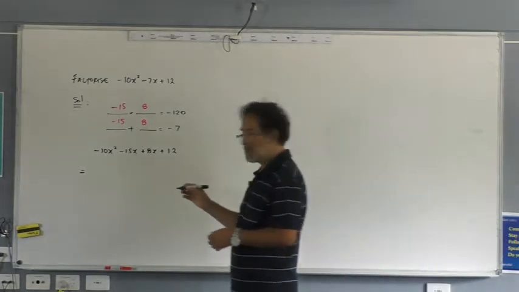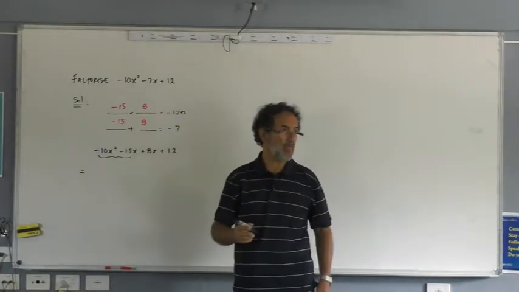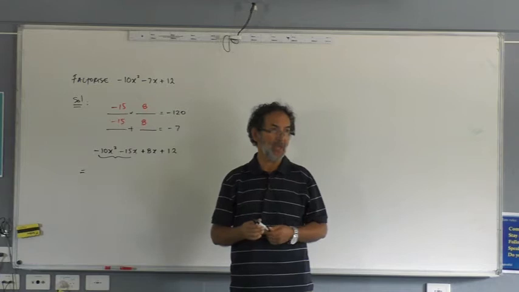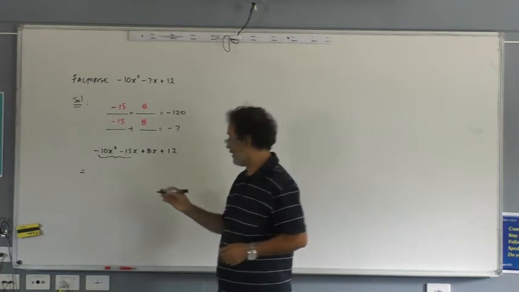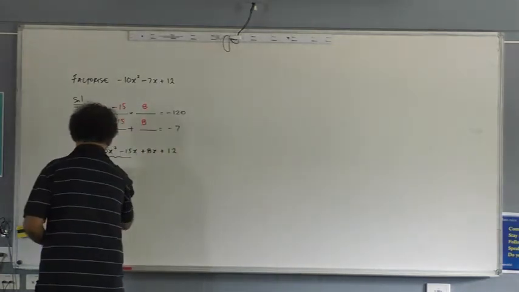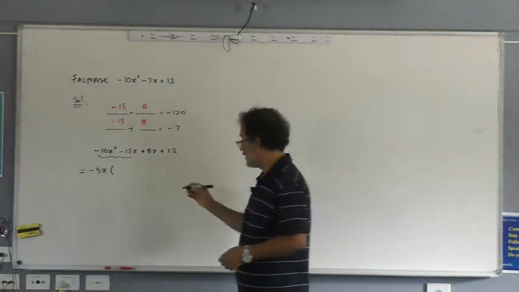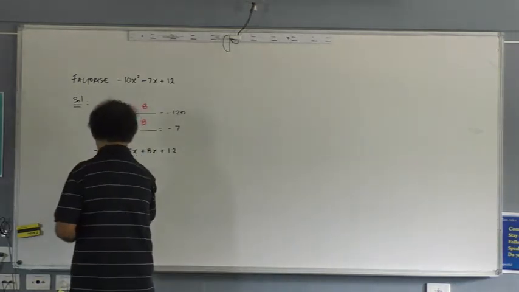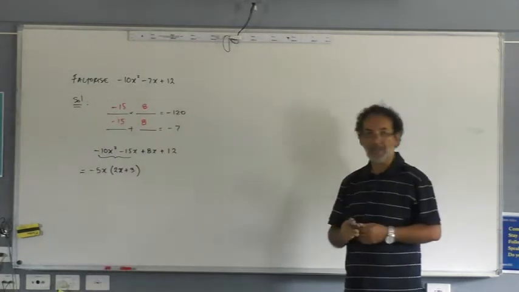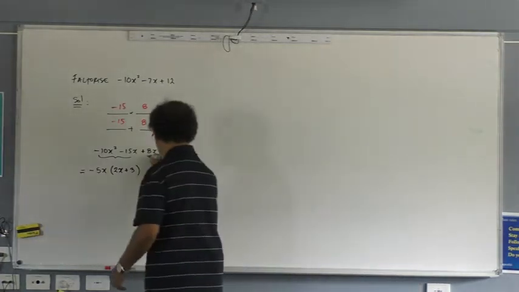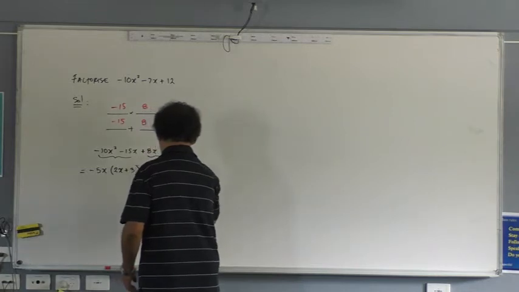Okay, so we group them. All right, the highest common number between negative 10 and negative 15, negative 5. Okay, so we're going to do negative 5x. And then inside we're going to have 2x plus 3. All right. And then we're going to do the second couple. So it's going to be 4.